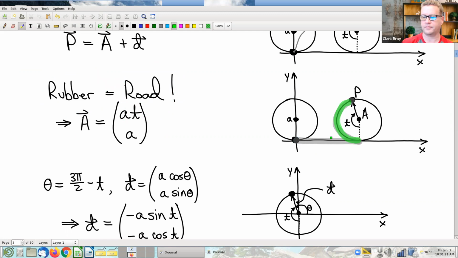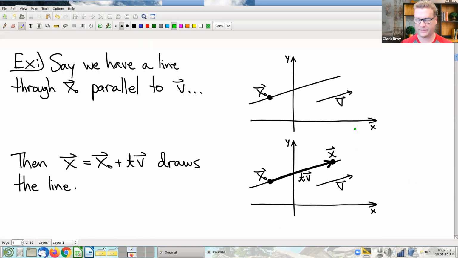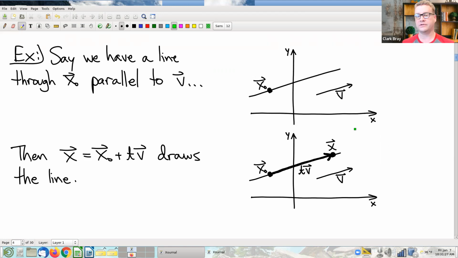Good. Okie dokie. So, last example of parametrizing. It turns out there's a really straightforward way to parameterize a line.